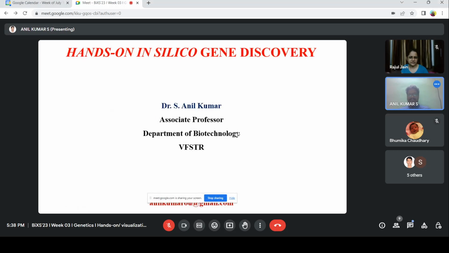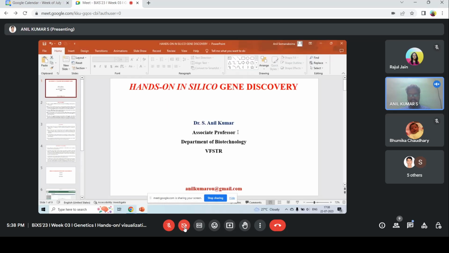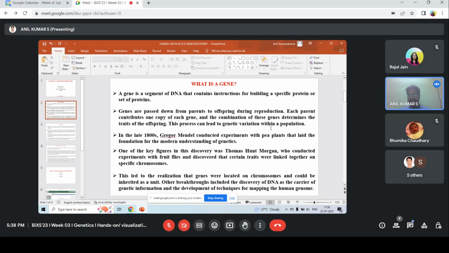Myself, Dr. Anil Kumar. In continuation with the previous class by Dr. Pushpendra Singh, I'll give the hands-on training on in silico gene discovery. All this time, for the last half an hour or more, sir has been explaining to you how DNA looks and how DNA gets converted into RNA followed by the formation of proteins. In this class, I will explain how you can discover a gene, I mean a new gene.